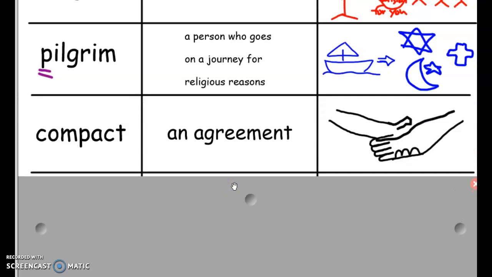Compact. Don't we love these social studies definitions, so much shorter than those science ones? An agreement. So here are my two shaking hands. This is a big piece of what happens for the Pilgrims before they get off the Mayflower in Massachusetts. They have to form this thing called the Mayflower Compact, and they need to try to agree to live together and stick together and make decisions and rules together peacefully. Otherwise, they're not going to survive. That was a key thing.